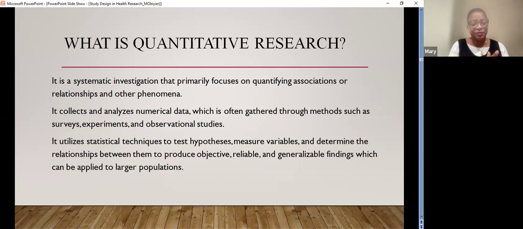Quantitative is numerical. And whenever you hear hypotheses, reliability, or, like I actually mentioned, generalizing to a larger population, just know it is quantitative research. Next slide, please.